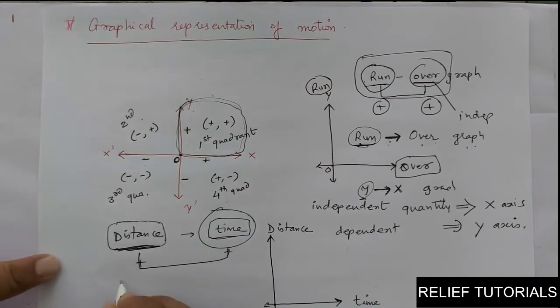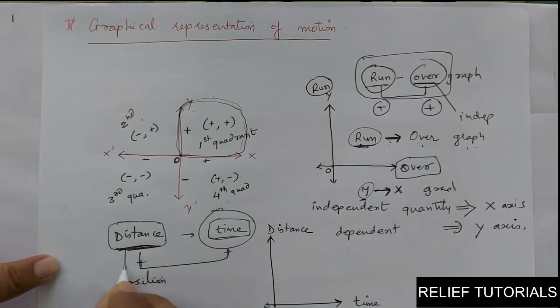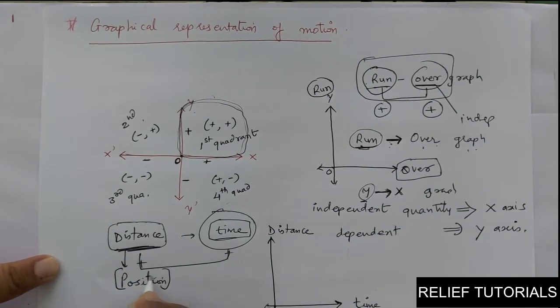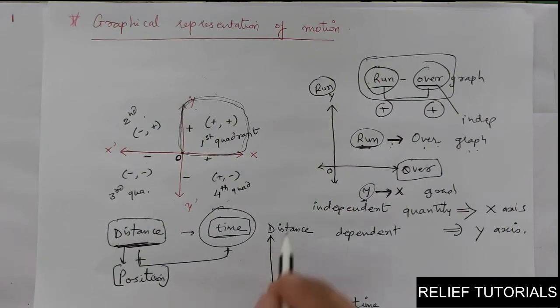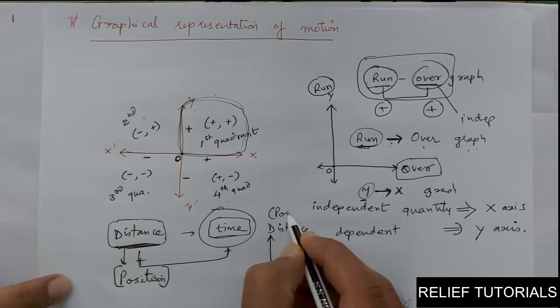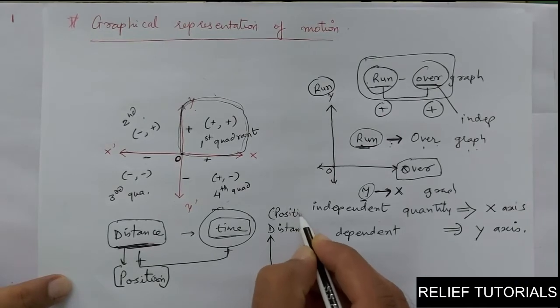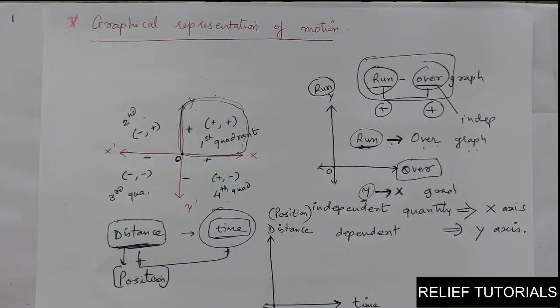Is that clear? Position versus time graph, both are the same thing. In place of distance, sometimes the word position can also be used. Same thing, distance or position, it doesn't matter. So in place of distance, you can sometimes write position of the body versus time graph. Let us take one example to represent that.